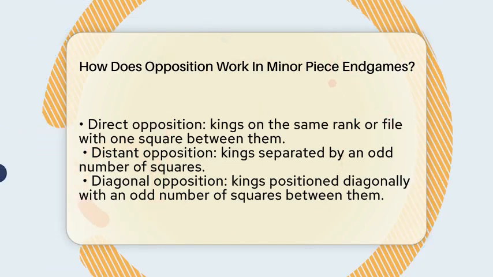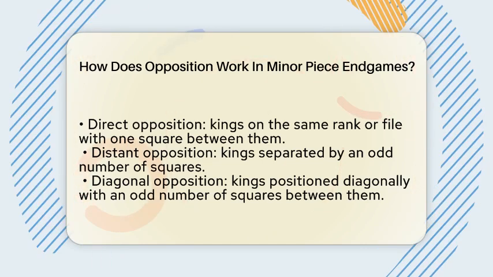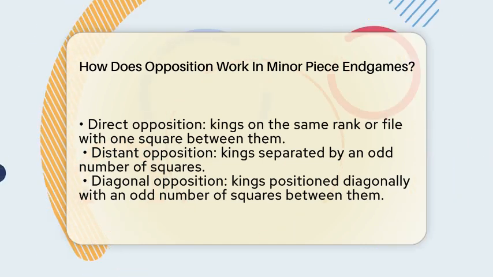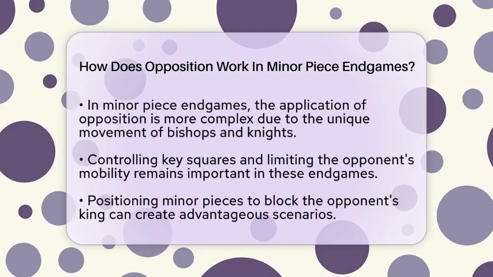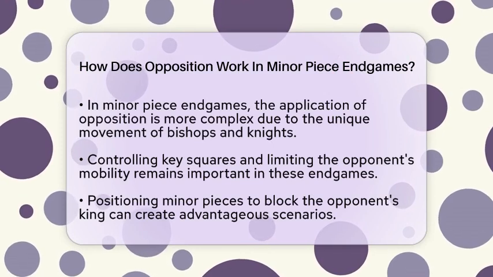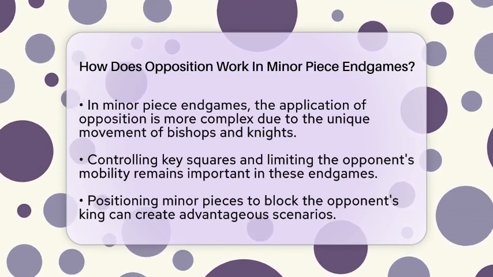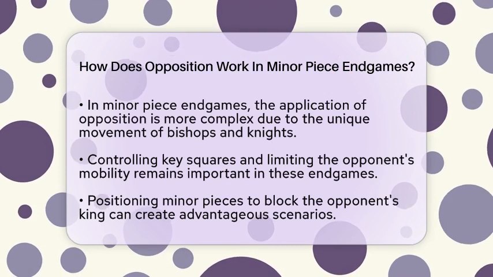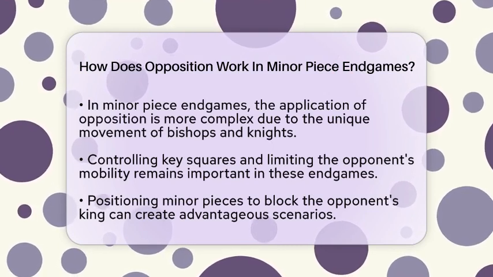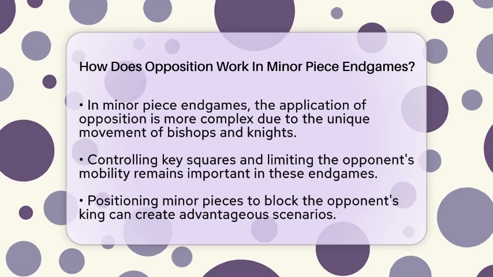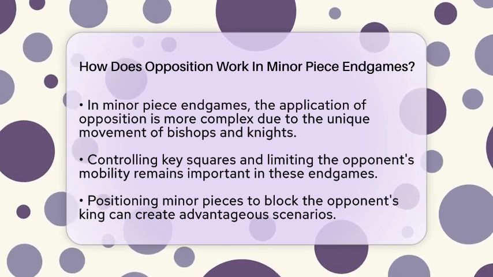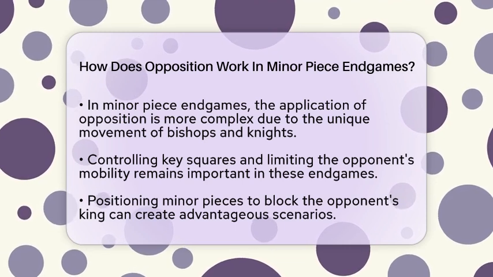In situations involving bishops or knights, the concept of opposition is not as straightforward. Minor pieces have unique movement capabilities that differ from pawns. However, understanding how to control key squares and limit the opponent's mobility can still be beneficial. For instance, if you can position your minor piece to block the opponent's king or piece while advancing your own king, you might create a situation where the opponent is forced into a disadvantageous position.